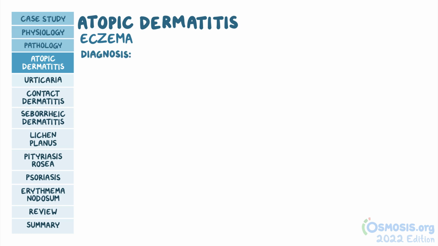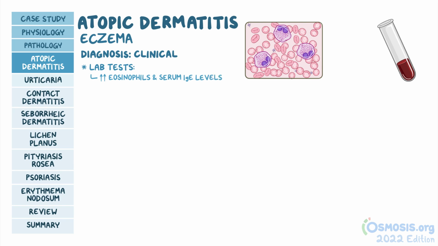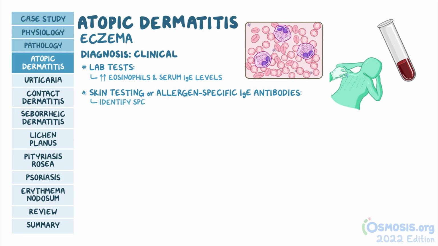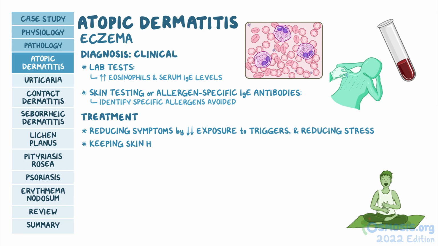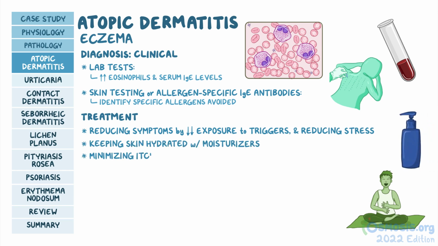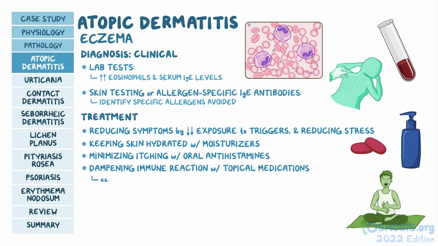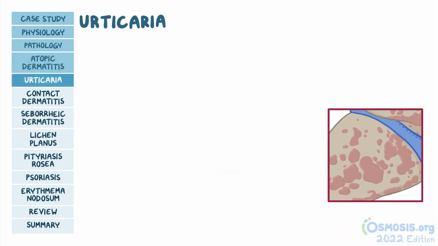The diagnosis of atopic dermatitis is made through clinical examination, and lab tests might show increased eosinophils and serum IgE levels, and skin testing or allergen-specific IgE antibodies might identify the specific allergens that should be avoided. Treatment focuses on reducing symptoms by minimizing exposure to food and environmental triggers and reducing stress, as well as keeping the skin hydrated with moisturizers, minimizing itching with oral antihistamines, and dampening the immune reaction with topical medications like steroids or calcineurin inhibitors. Next, let's look at urticaria, also called hives.